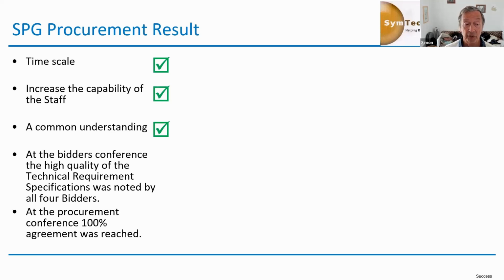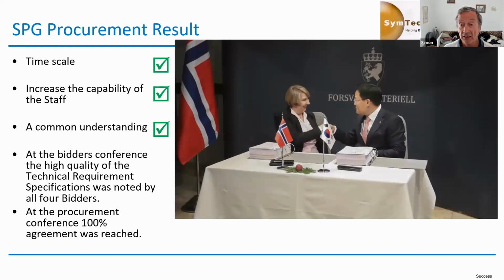And the procurements conference, when we had actually chosen the bidder, we sat them down and went through individual requirements one at a time, and we got their individual agreement. Yes, my system will do that. Yes, my system will do that. We had 100% agreement to the technical part of the contract. Here is the final signing ceremony between the Minister of Defence and Hanwha, who were the delivery, the K9 Thunder.